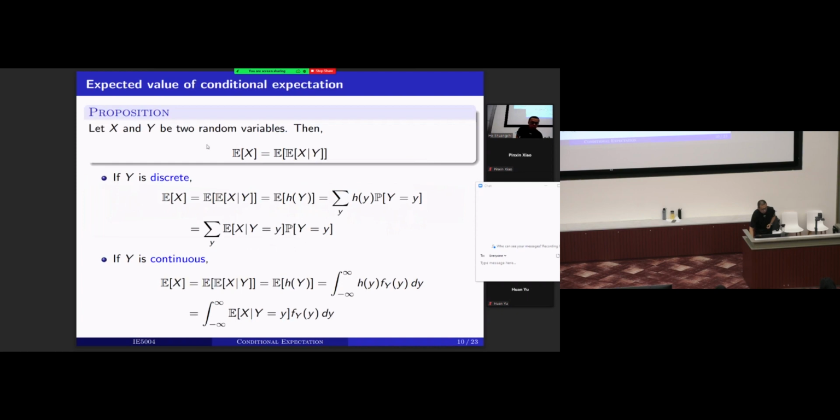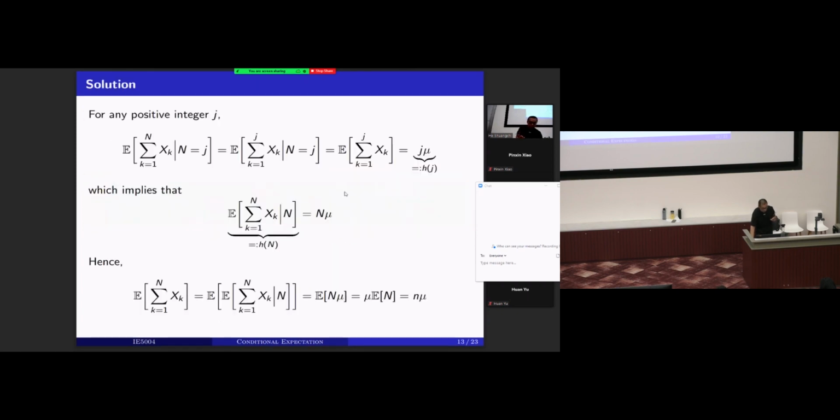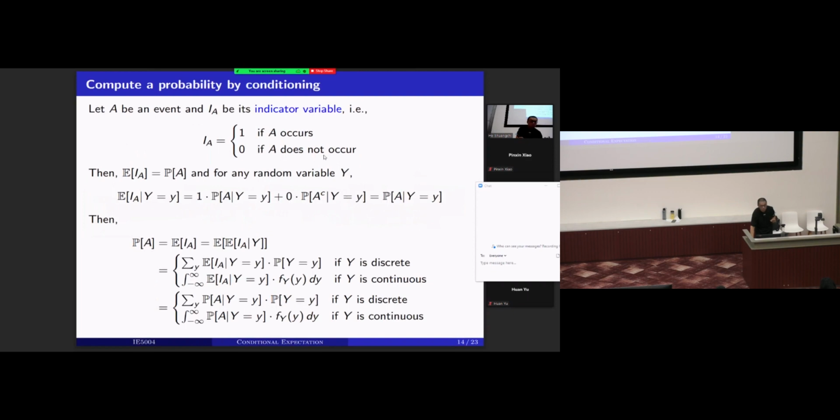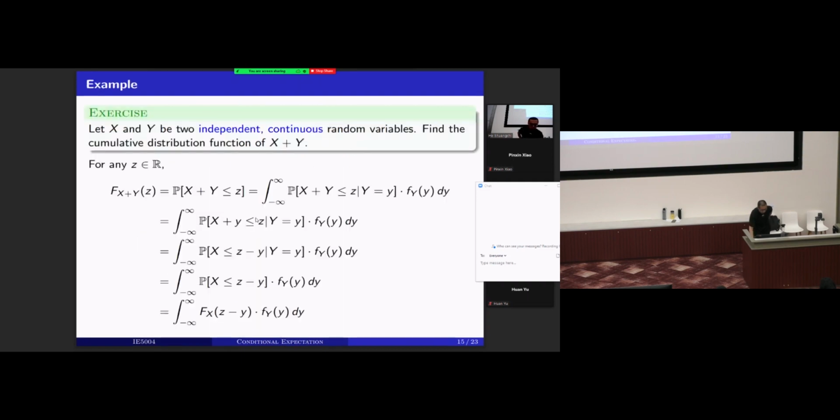Following the idea we introduced here, by introducing this indicator random variable, we can find out the probability of an event, right? So that's the basic idea. Maybe I can show you an example, so that you can see how to do this.